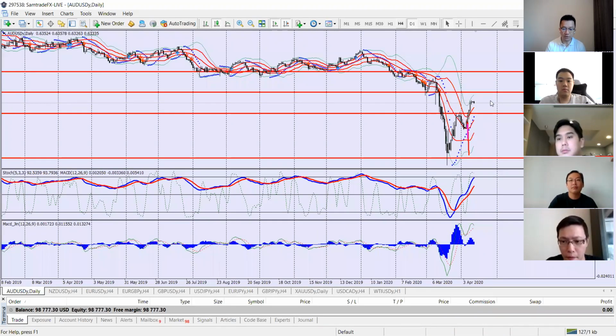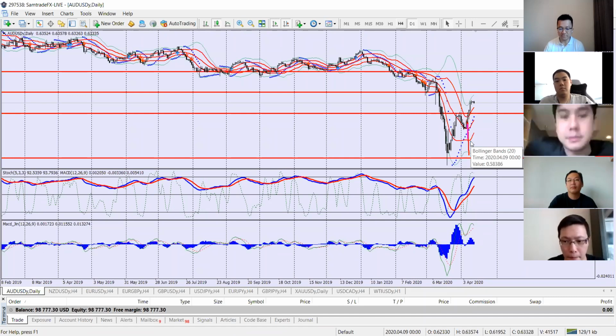Looking at the Aussie, it did not do what we expected last week, which was to react to the 0.62 level before coming back down, which is why I had the red line there. Instead, it broke through the resistance heading towards 63, heading towards 64 as well.